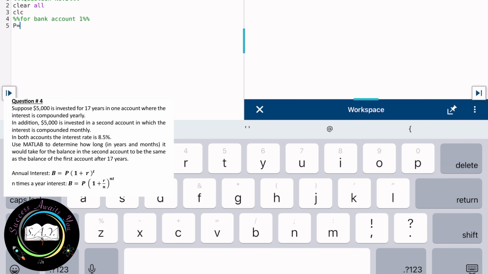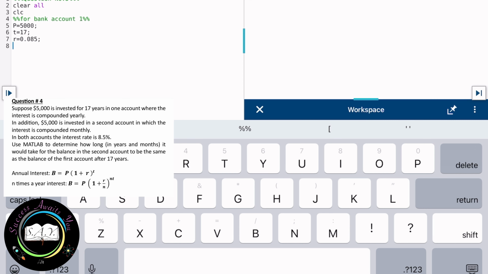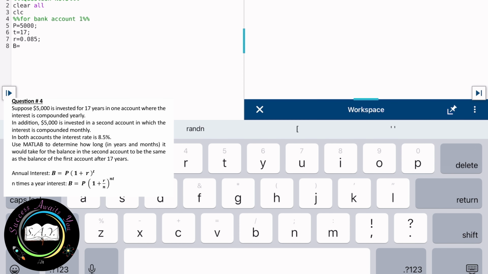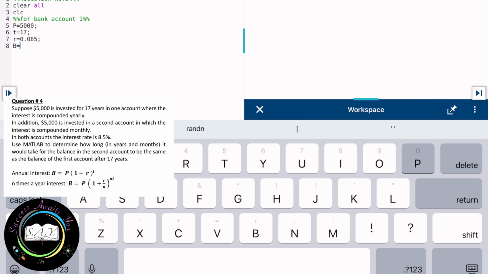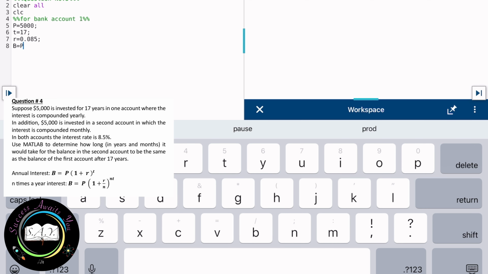Now, let's make the data for the first account, where P represents the amount invested, which is $5,000. T is the time period, which is 17 years, and R is the interest rate, equal to 0.085. Now, let's type the formula where we will count the annual interest represented by B, which equals P multiplied by parentheses 1 plus R whole power T.